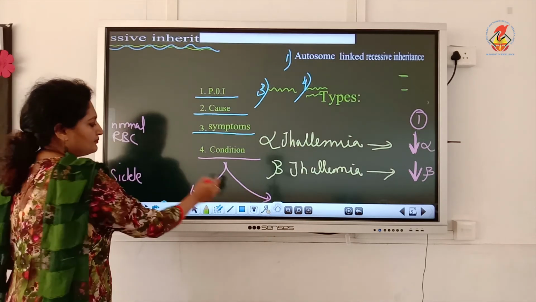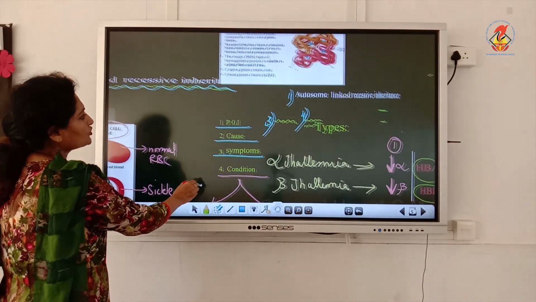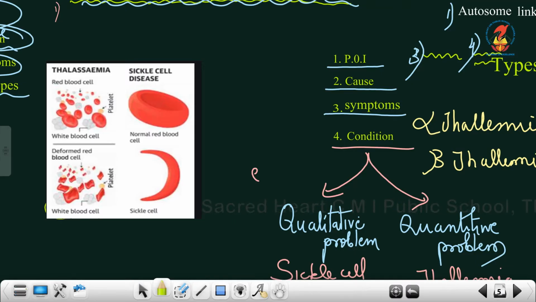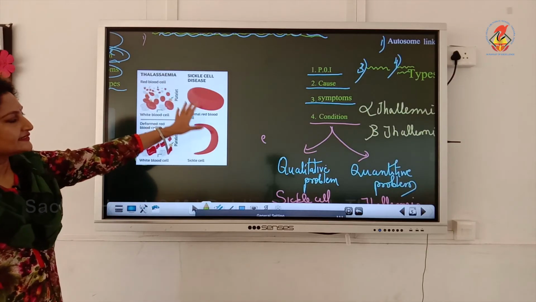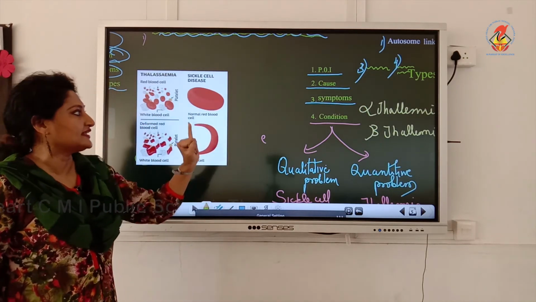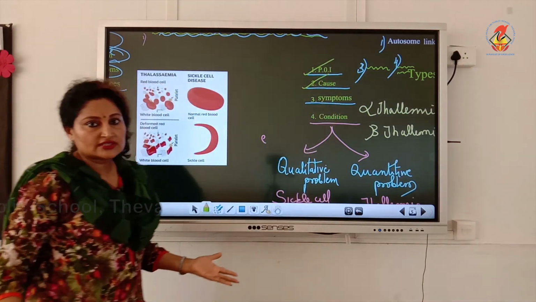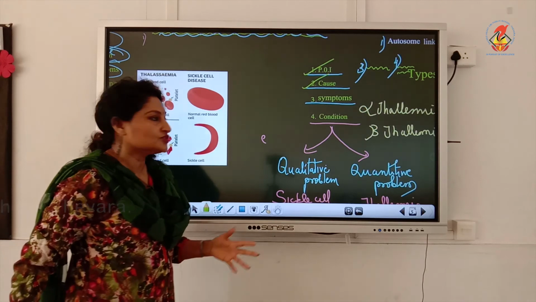qualitative problem. Now taking a quick recap of autosome linked recessive disorder. First, common to both. I told you I clubbed the diseases together because of many common points. So thalassemia and sickle cell anemia, pattern of inheritance, autosome linked recessive inheritance. Second, the cause of disease, we know it's coming under Mendelian disorder, so it's caused due to mutation.